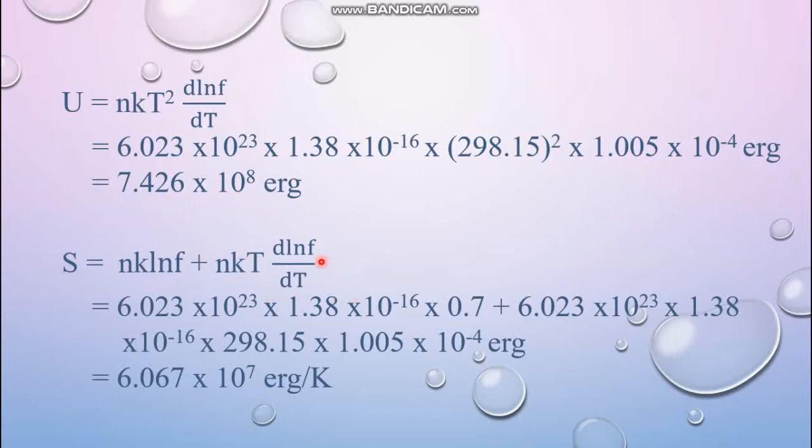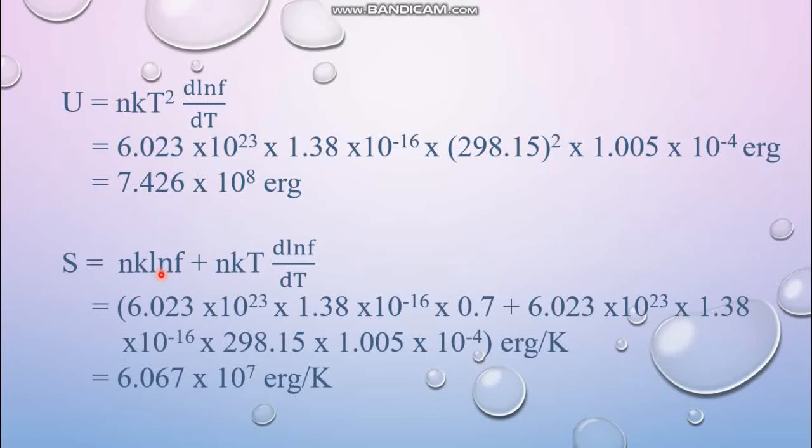Okay, now to find out the value of entropy. So entropy has the expression N k ln f plus N k T d ln f by dT. So put the values here. N is Avogadro number. The value of k is the Boltzmann constant. The value of ln f is 0.7, plus the value of N again here, 6.023 into 10 to the power 23. The value of k again, the Boltzmann constant 1.38 into 10 to the power minus 16, and the value of T here which is 298.15 Kelvin, and finally the value of d ln f by dT which has been derived already, 1.005 into 10 to the power minus 4, and the unit should be erg per Kelvin.